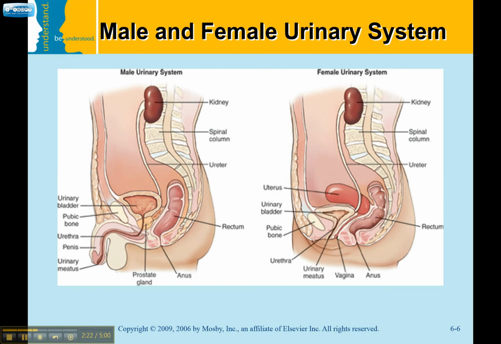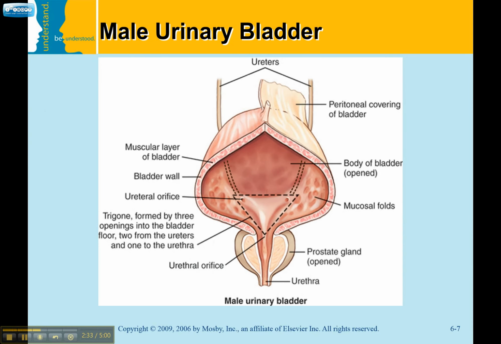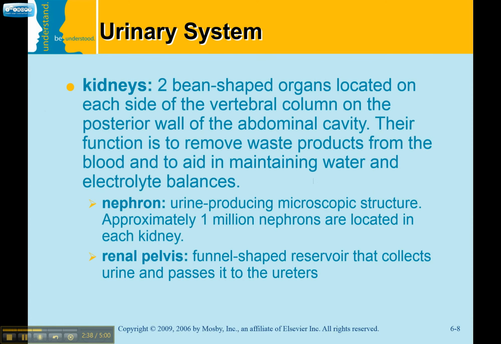Female and male urinary system, pretty basic until it reaches the area where it's excreted from the body, but pretty much the same thing. Here's a picture of the male urinary bladder. You have two bean-shaped organs that are the kidneys, and they're on each side of the vertebral column. The nephron is the small little unit within each kidney that helps to filter the blood and get rid of the waste. You have about 1,000,000 nephrons in each kidney.